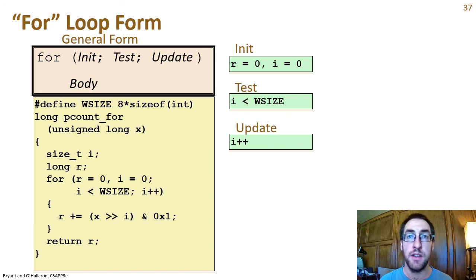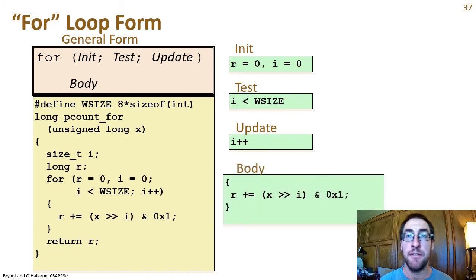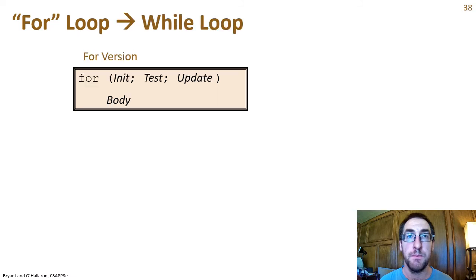The body is a little different than before. It doesn't modify the input argument, but instead shifts it by the iterator variable i and bitwise ANDs with 1, which gets added to r. Let's walk through converting this to a Goto version.